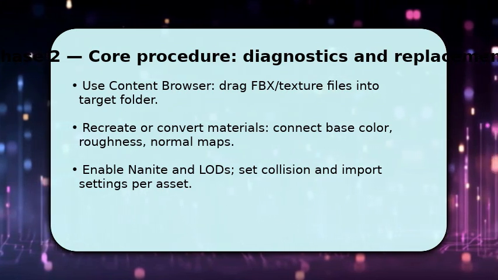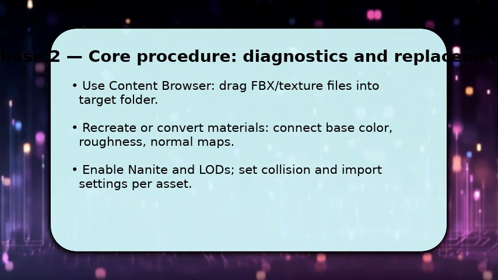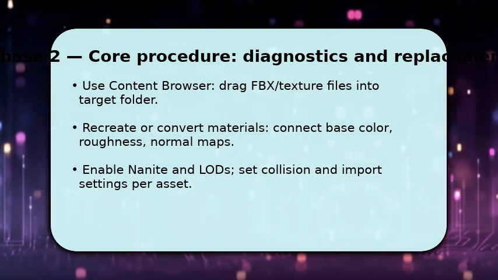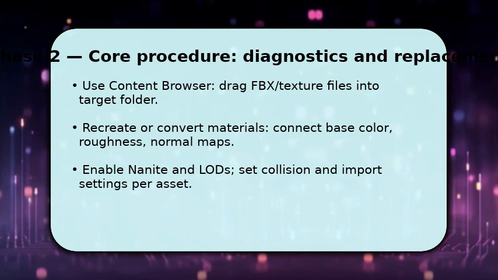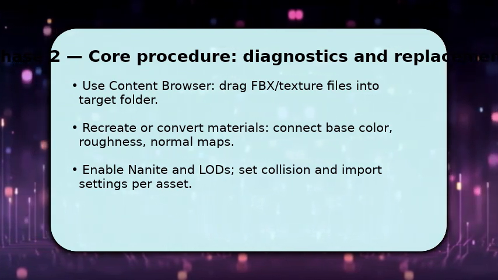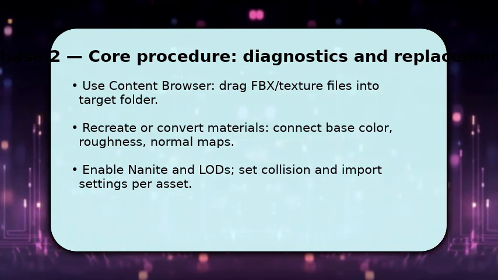Rebuild materials by linking base color, roughness, metallic, and normal maps. Adjust compression and sRGB where applicable. Once materials compile, apply them to meshes and validate lighting with a quick build. This middle phase ties file data to engine systems, which is why careful settings matter.